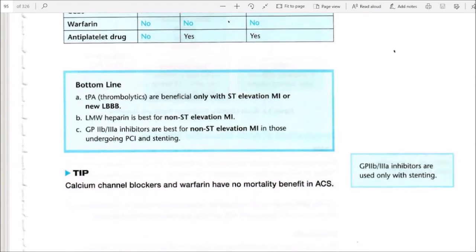Bottom line: TPA thrombolytics are beneficial only when there is ST segment elevation MI or new left bundle branch block. Low molecular weight heparin is the best for non-ST elevation MI. GP2b3a inhibitors are best for non-ST elevation MI in those undergoing PCI and stenting. Tip: calcium channel blockers and warfarin have no mortality benefit in acute coronary syndrome. GP2b3a inhibitors are used only with stenting.